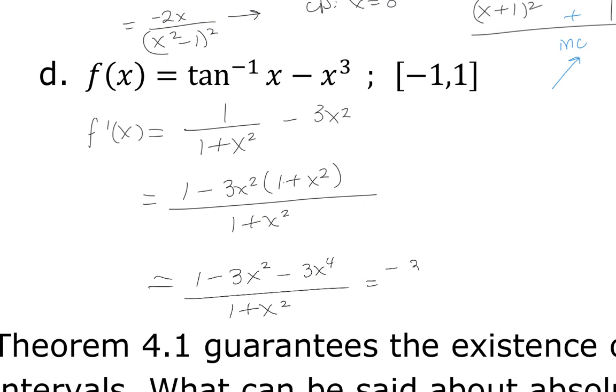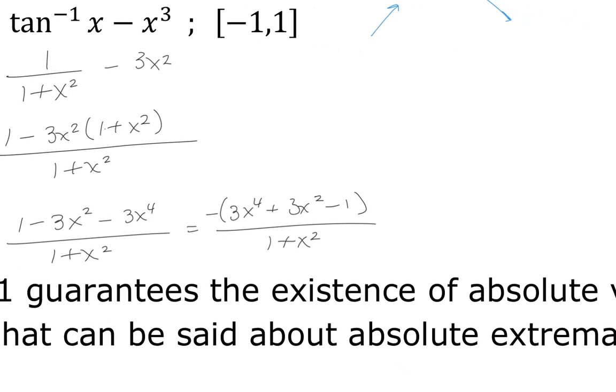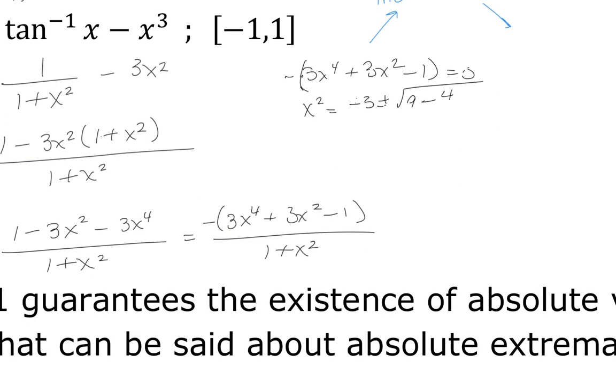So I have 3x to the 4th plus 3x squared minus 1, all over 1 plus x squared. Okay, so again, the numerator is the only thing that we have to worry about, so we're going to set that equal to 0. So I have negative 3x to the 4th, I pulled that negative out, plus 3x squared minus 1 is equal to 0. So I can't factor this, so I'm going to have to throw in the quadratic, and x squared is going to be equal to, because it's not x, it's x squared, negative b, so negative 3, plus or minus the square root of b squared, which is 9, minus 4, a is 3, c is negative 1, all over 2 times that 3.